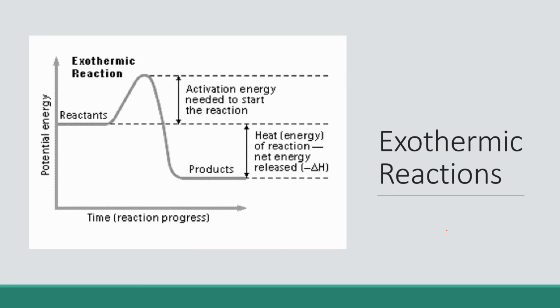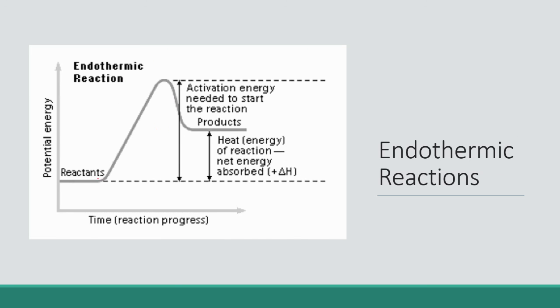Now, I just included these graphs to show that sometimes you see the graphs with this little bit here, which is the activation energy. This is a little bit of energy or a lot of energy needed to start the reaction. And in an endothermic reaction, it's that much there. The whole thing there is how much energy is needed to start the reaction. But again, the reactants are lower energy than the products. That's the main thing. And so the change in enthalpy is positive.